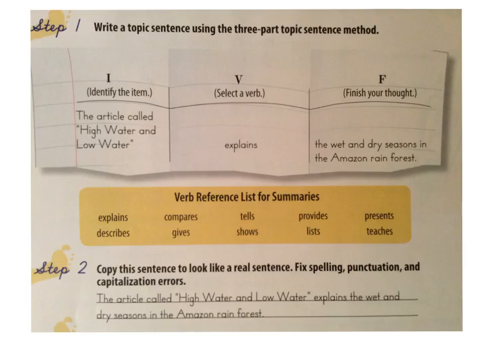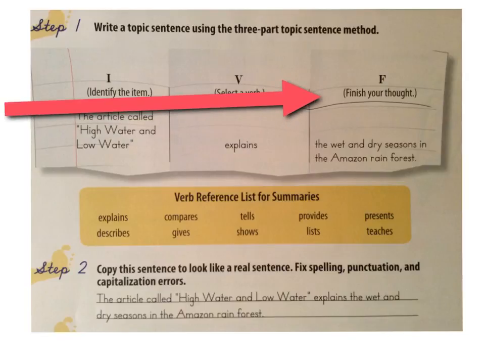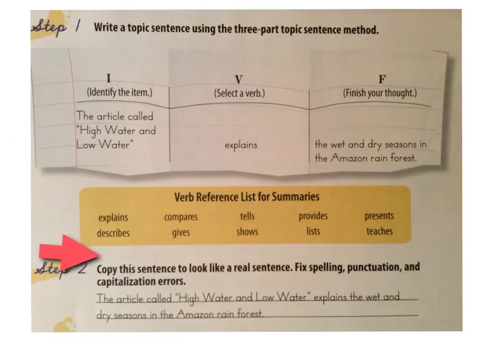Let's do a quick review of how we use the IVF method to write our topic sentence. First, we identified the item, the article called High Water and Low Water. We selected a verb, explains, and we finished our thought. What was the main idea of the article? The wet and dry seasons in the Amazon rainforest. So now we can put that all together and come up with our topic sentence: The article called High Water and Low Water explains the wet and dry seasons in the Amazon rainforest. That becomes our topic sentence.